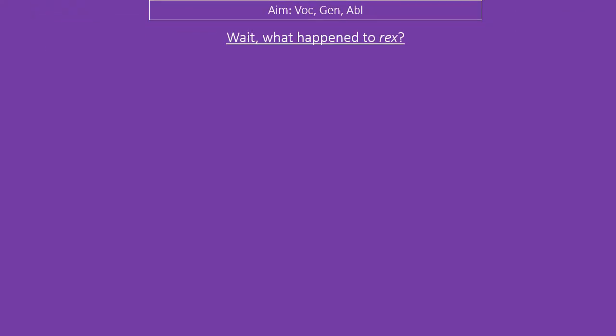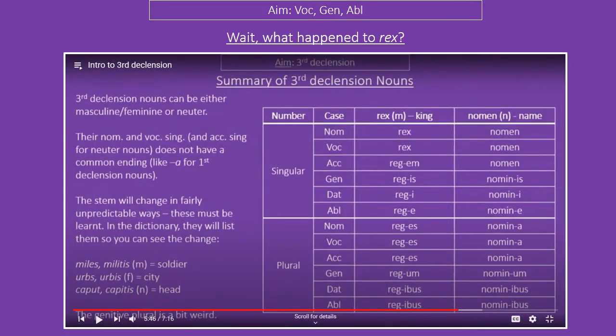You may also have noticed, wait, wasn't there a rex, third declension, before? Yes, there's 2 more columns for rex. There's a video about third declension as well, sorry about that.